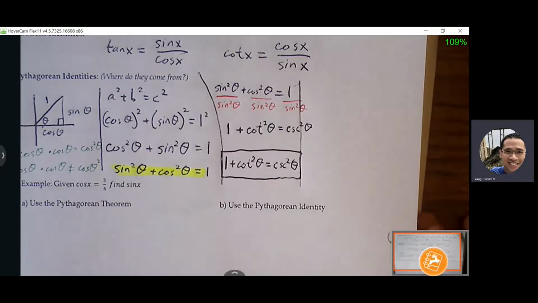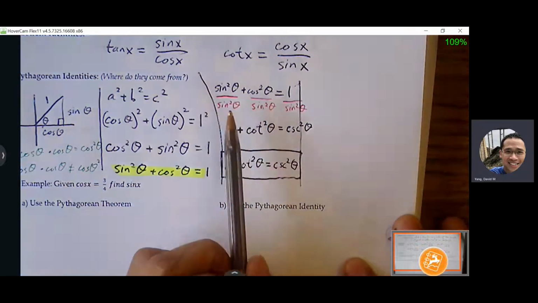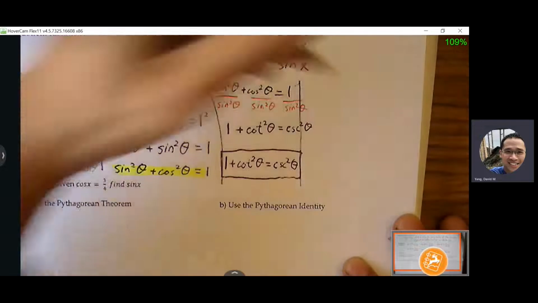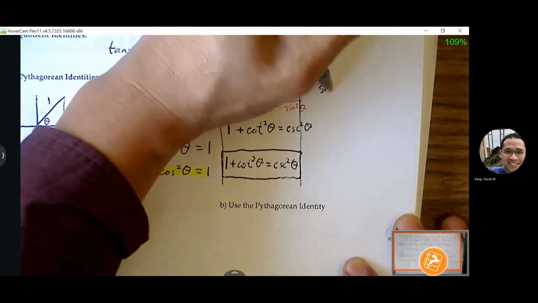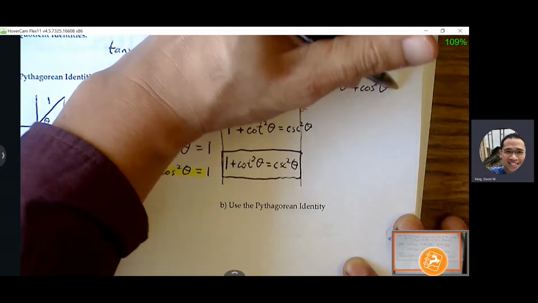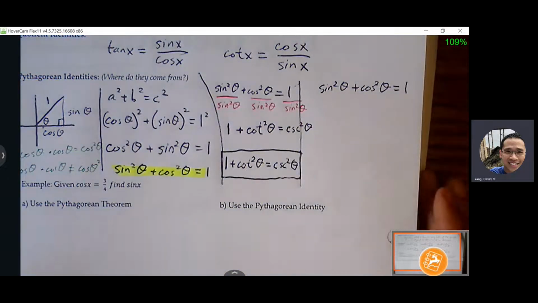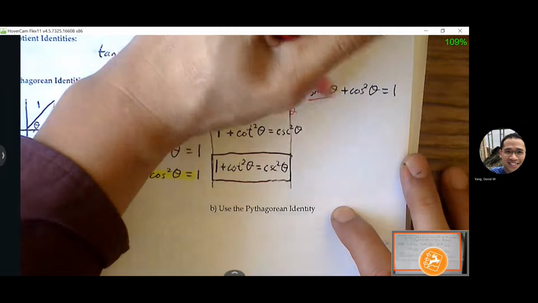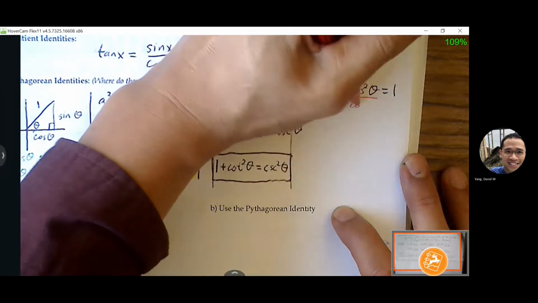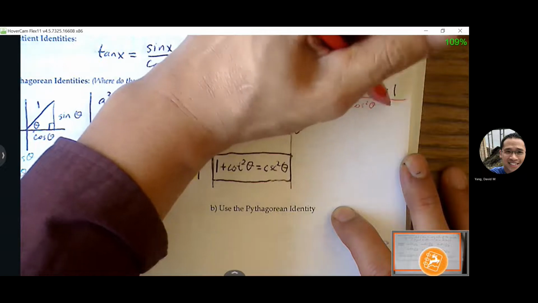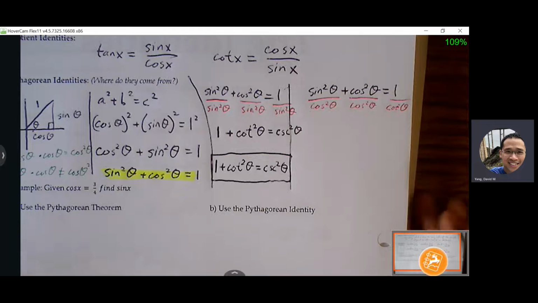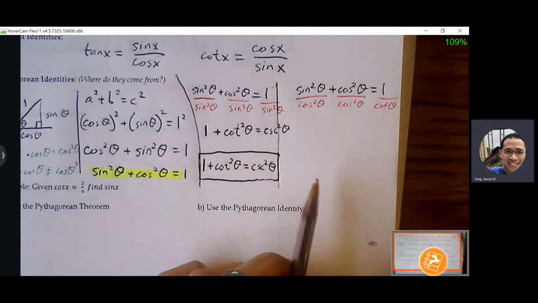Okay. So there's a third one as well. That third one, you can guess, instead of dividing everything by sine squared, we'll divide everything by cosine squared. Okay, let's see what comes out of this one here.